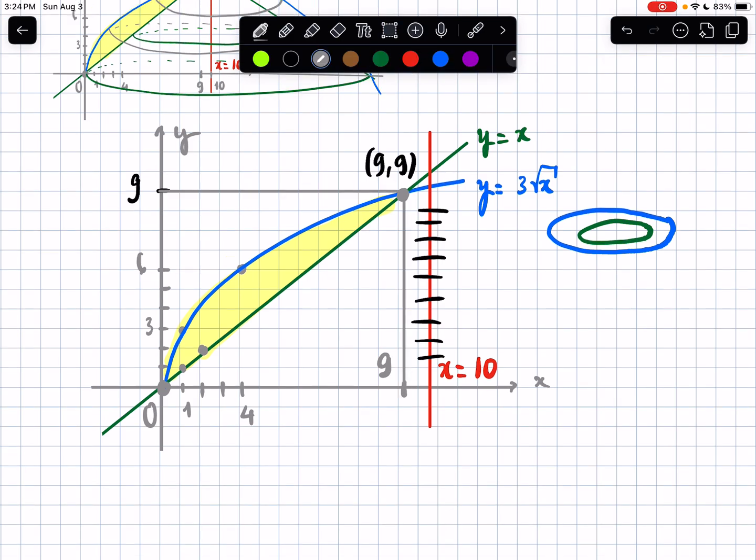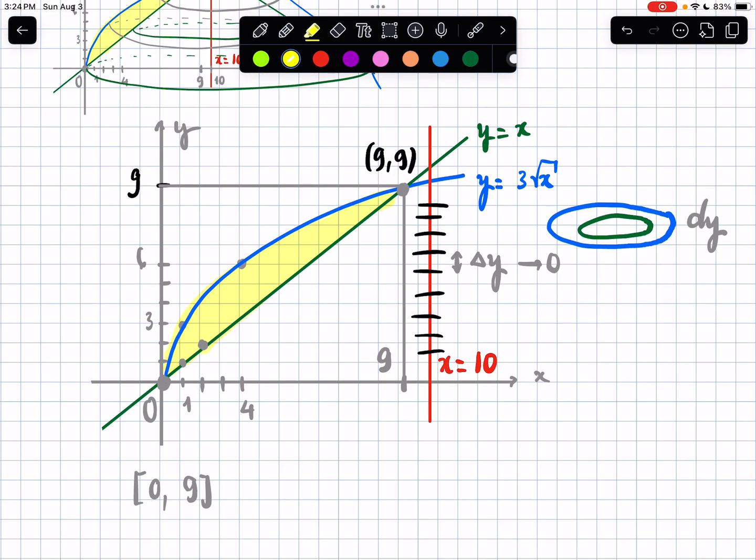So we have a partition of the segment 0, 9. So 18 pieces has the width delta y. When delta y tends to 0, we have dy. And the area of the cross section is the area of the blue circle minus the area of the green circle.